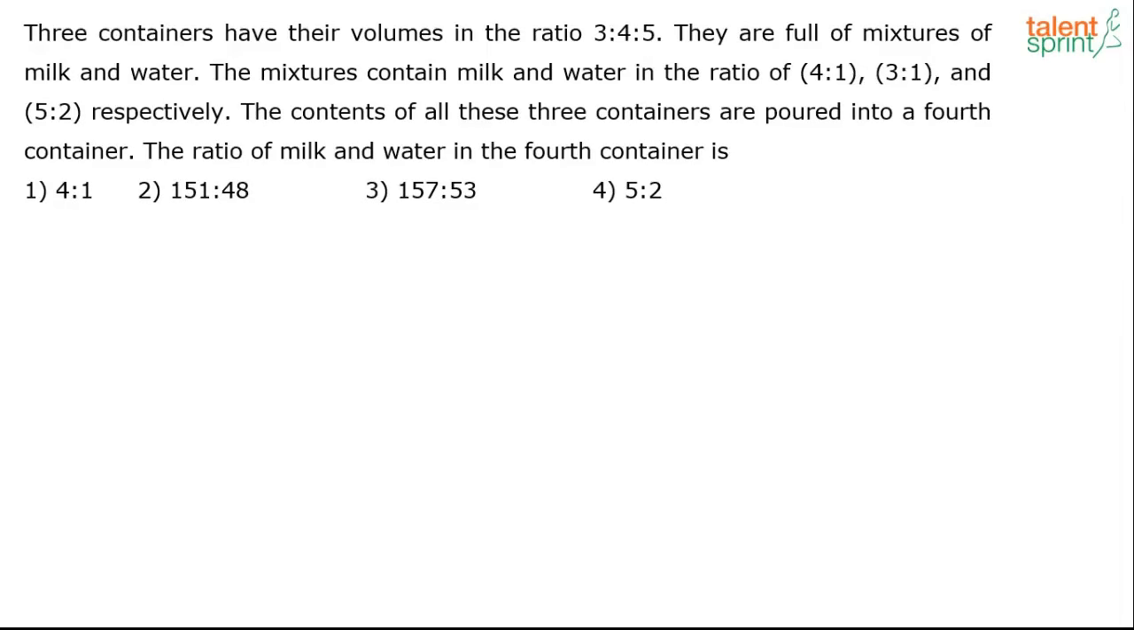3 containers have their volumes in the ratio 3:4:5. They are full of mixtures of milk and water. The mixtures contain milk and water in the ratios of 4:1, 3:1 and 5:2 respectively. The contents of all these 3 containers are poured into a 4th container. The ratio of milk and water in the 4th container is 157:53.